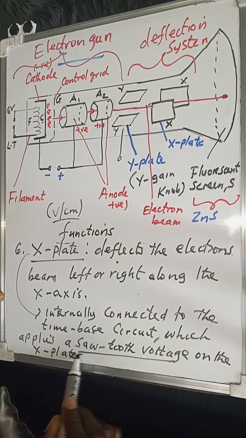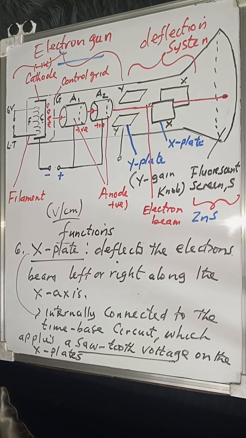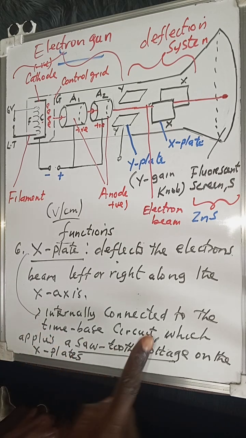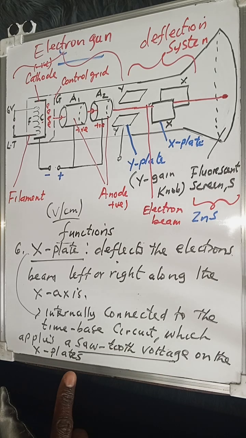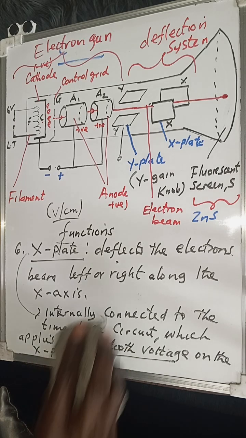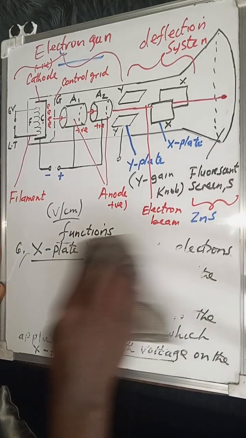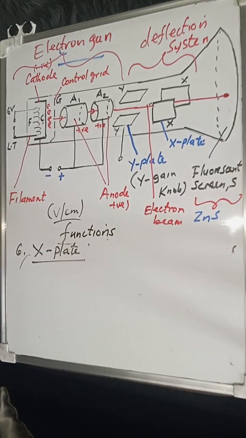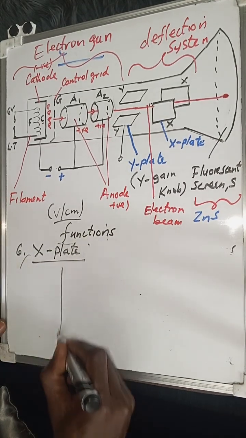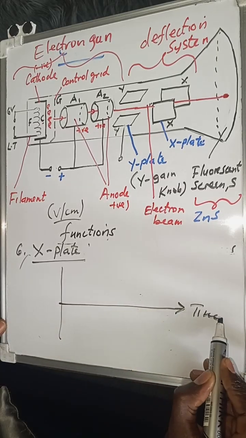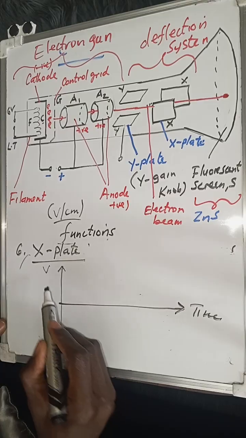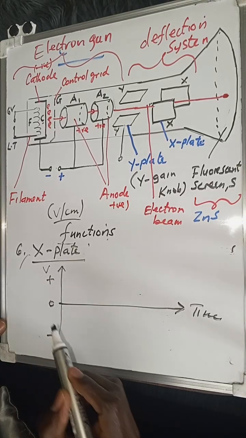So how does that appear in the exam? Because they can give you a diagram. Because it is connected to the time-base circuit, when a voltage is applied, it applies a sawtooth voltage on the X plate. Now I want you to see the type of sawtooth voltage that is applied. Imagine this is your time, and on this side you have your voltage, of course positive and negative and a zero.